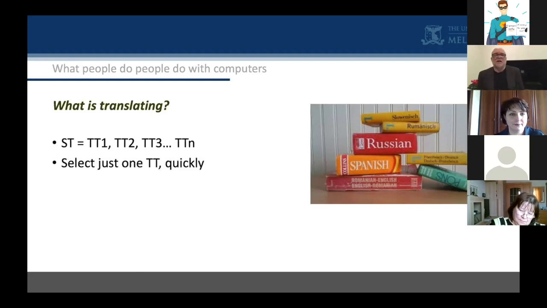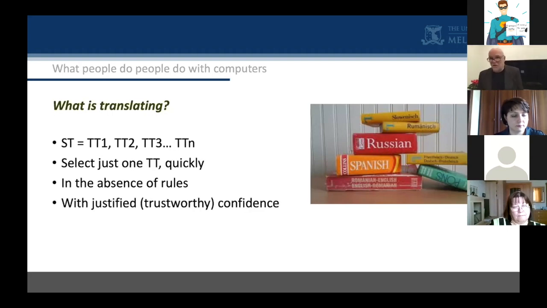From that, the translator has to select one, usually. You have to do it quickly because you want to make some money. You can't refer to any rules because there are no rules. There is no grammar of translation, I propose. And you have to do it with justified confidence. And building confidence is one of the main things that we have to do when we're training translators. And we hope that this trustworthiness means that it's an ethical confidence as well.